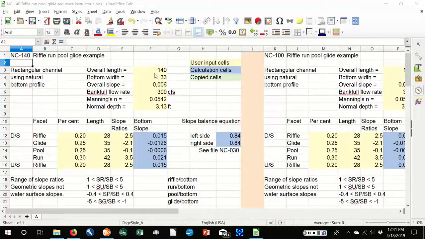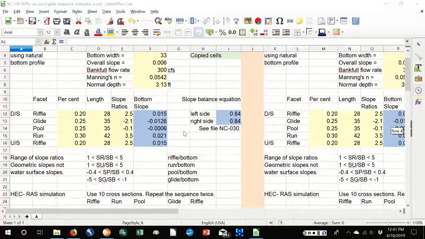The overall length is 140 feet. The bottom width of the rectangular channel will be 33 feet. The overall slope, flow rate, Manning's N, and the normal depth, which would have been computed elsewhere. So we take the various percentages of each facet, the riffle being 20%, the glide being 25%, the pool 25%, the run 30%, and the riffle 20%.